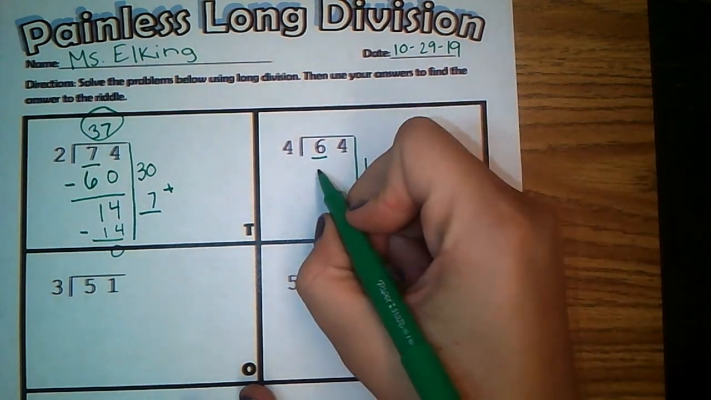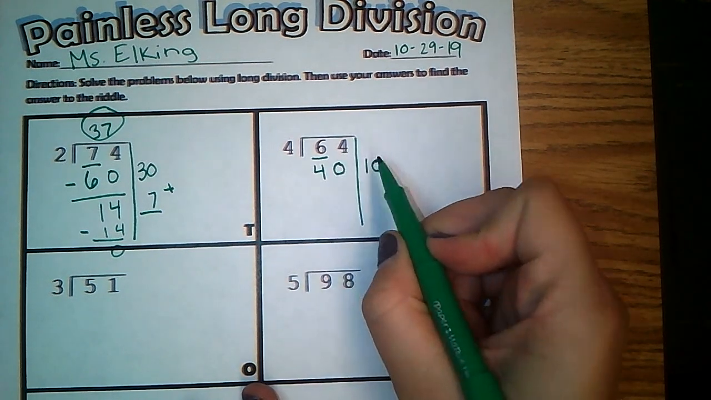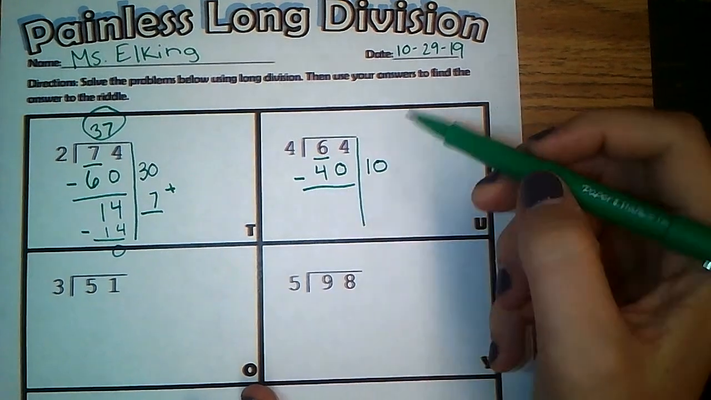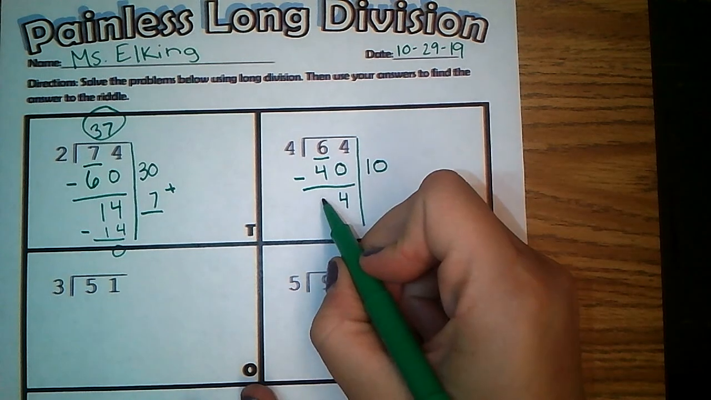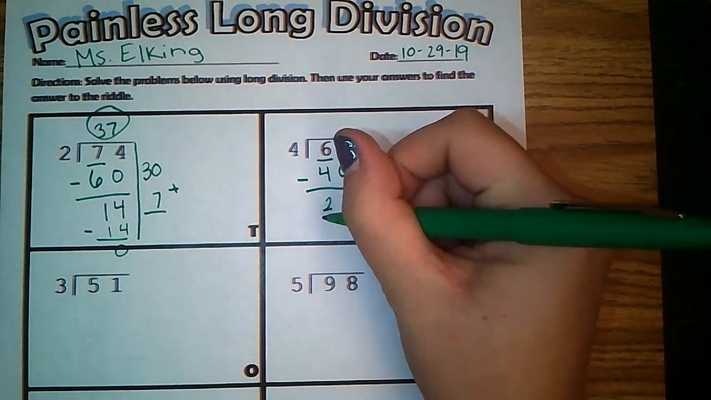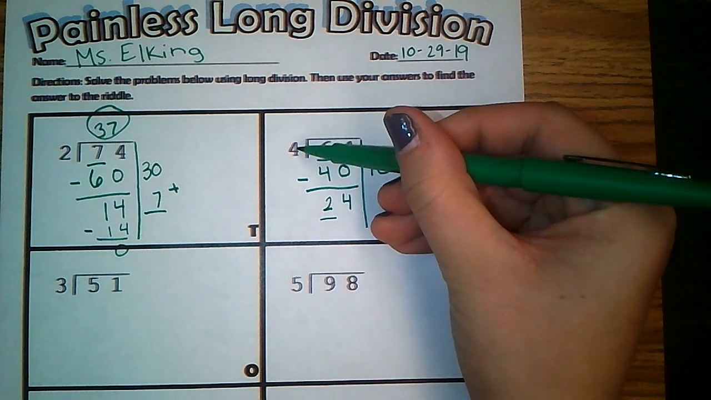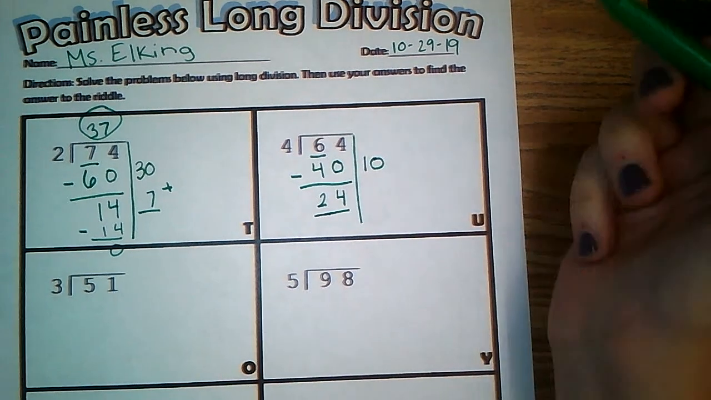4 times 1 is 4. Add a 0. Next step is to subtract. 4 minus 0 is 4. 6 minus 4 is 2. Next thing I need to look at, underline. I know that 4 can't go into 2, so I'm going to underline 24.